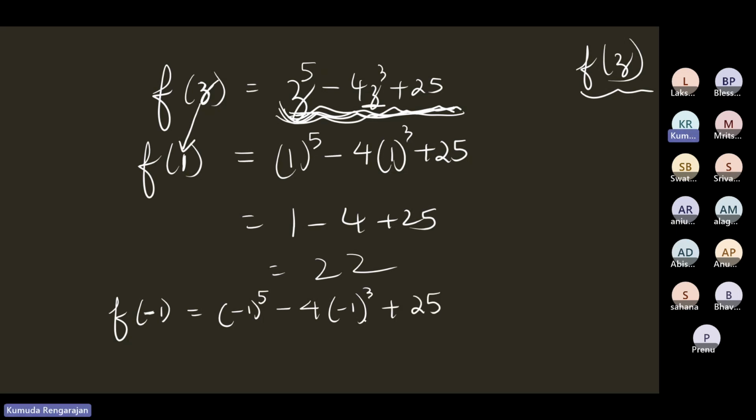Listen to this. This is the place where most of us can go wrong. I'm not saying it's because of your ignorance, or that you did not know that. You know it, still we have the tendency to make a mistake here. Now, minus. I told you f of minus 1 means in the polynomial, wherever there is z, use minus 1. Now, minus 1 multiplied with itself 5 times. What's the answer?